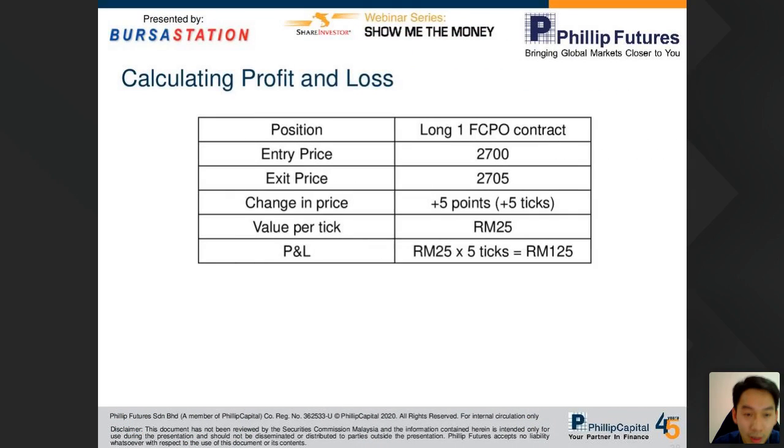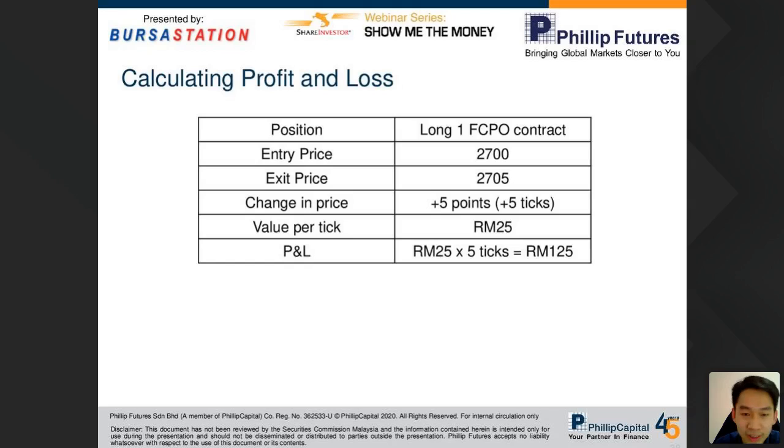Next, I'll show you how to calculate the profit and loss. We'll use an example of a long position on one FCPO contract. Assuming you enter at 2,700 and exit at 2,705, the price difference is 5 ticks, which is 5 points. Then value per tick is 25 ringgit. So how do you calculate your profit and loss? You basically multiply 25 ringgit by 5 ticks, you get 125 ringgit. So by moving 5 ticks, you are able to generate a profit of 125 ringgit.